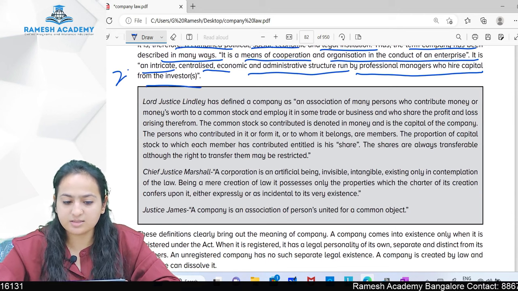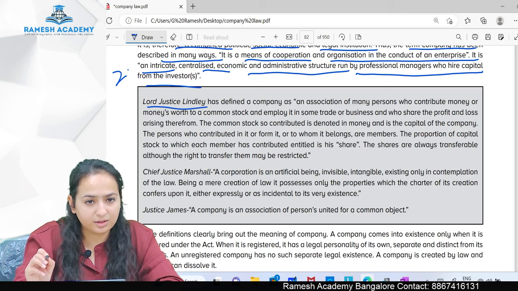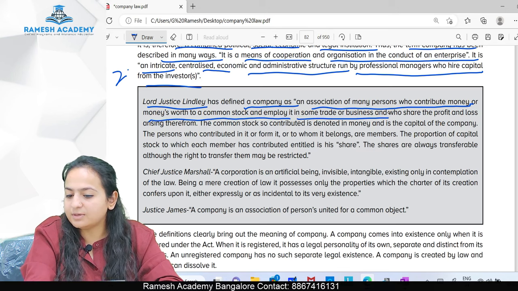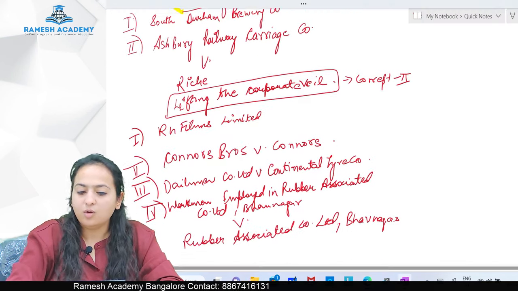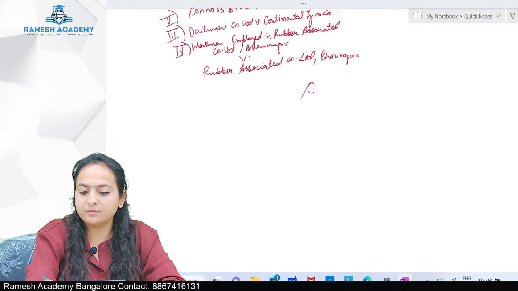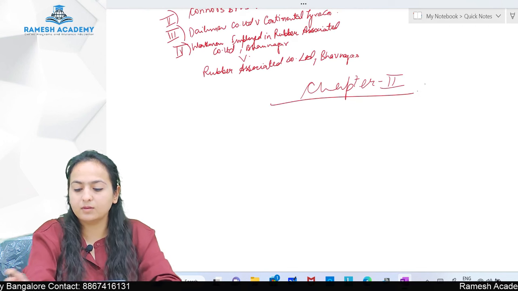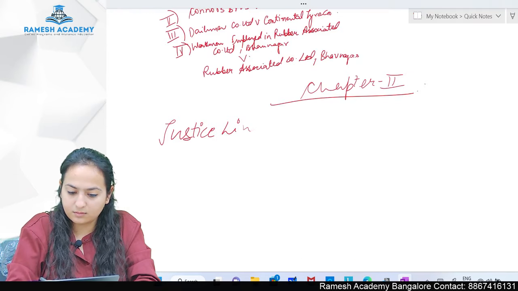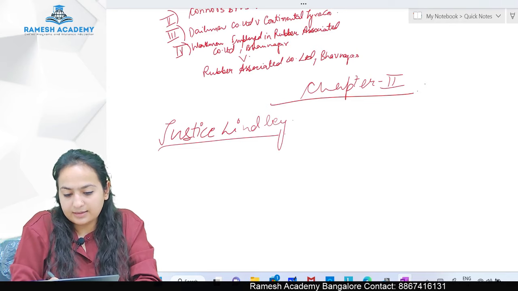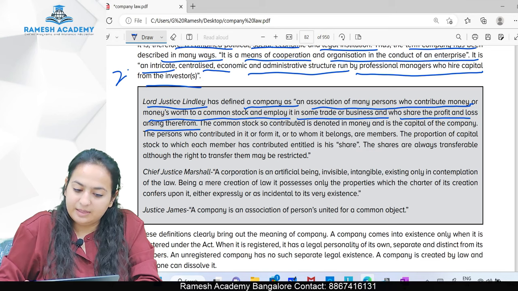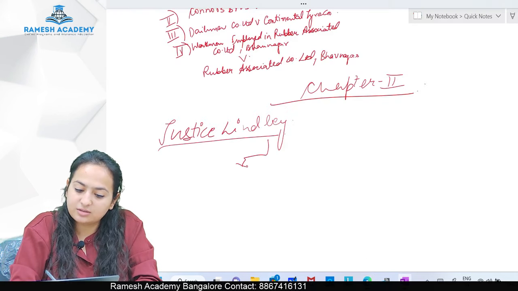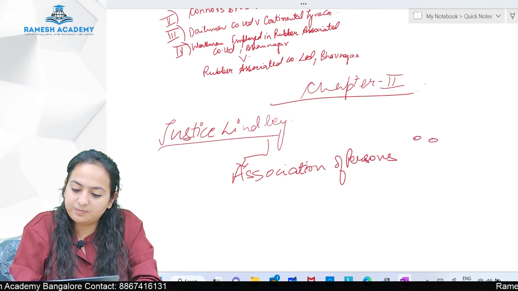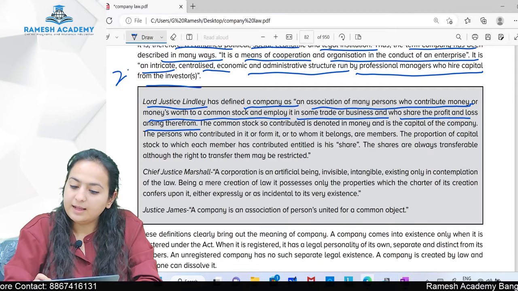Lord Justice Lindley gave a very beautiful definition. A company is an association of many persons who contribute money or money's worth to a common stock and employ it in some trade or business, and who share profit and loss arising therefrom. So, what has Justice Lindley told? According to him, a company means an association of persons, meaning many people come together to form a company, who contribute money.